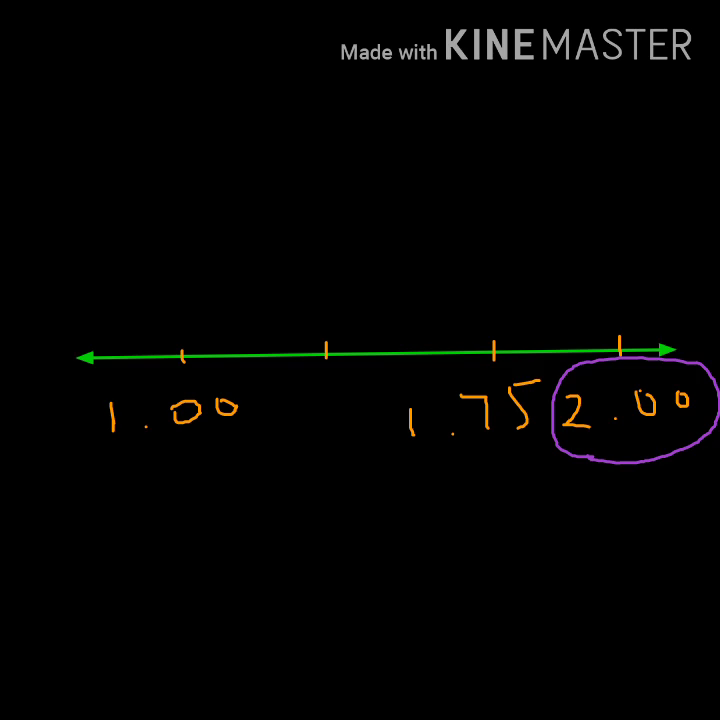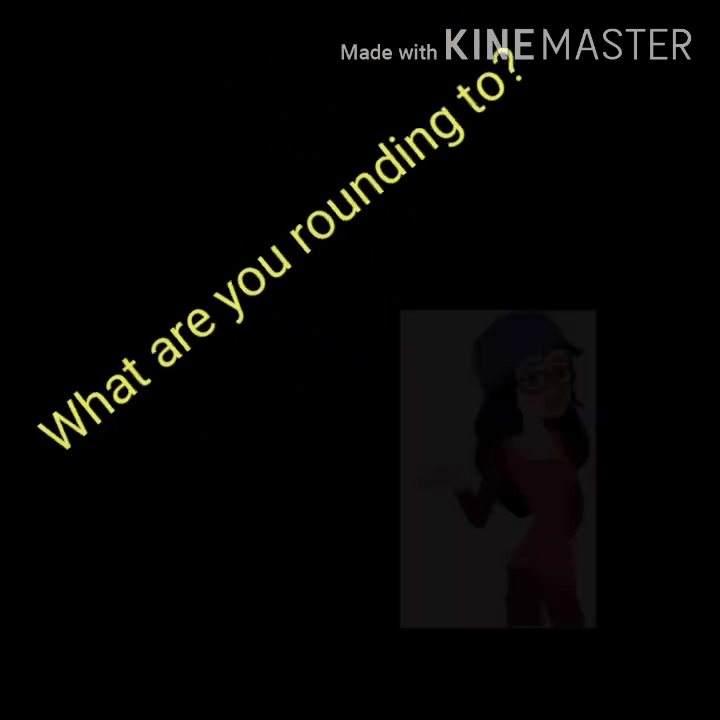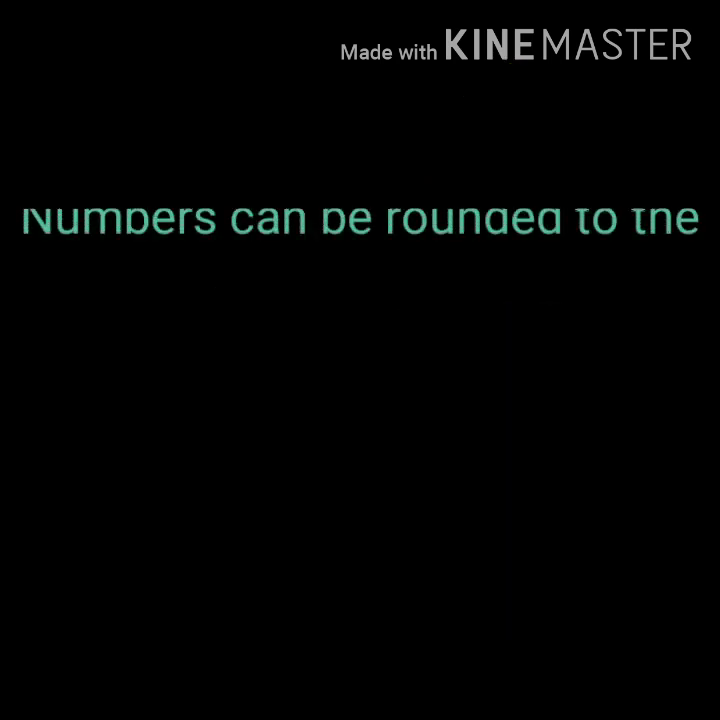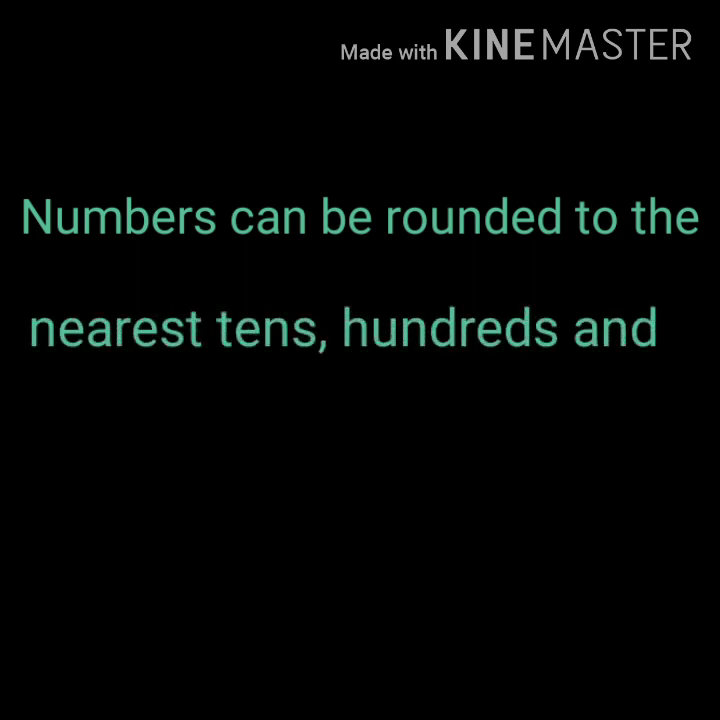So next, what are you rounding to? When rounding a number, you first need to ask, what are you rounding it to? Rounding to tens, hundreds or thousands, that is, which place are you going to round off? So you must be clear about that. Numbers can be rounded to the nearest 10 or the nearest 100 or the nearest 1000 and so on. Clear? So now let's see one example.